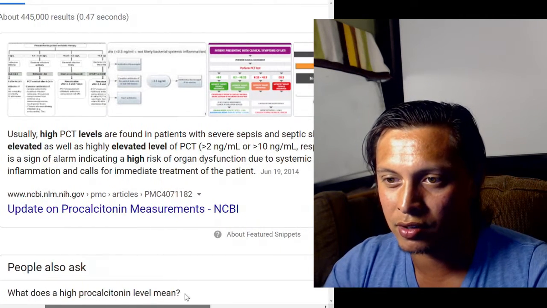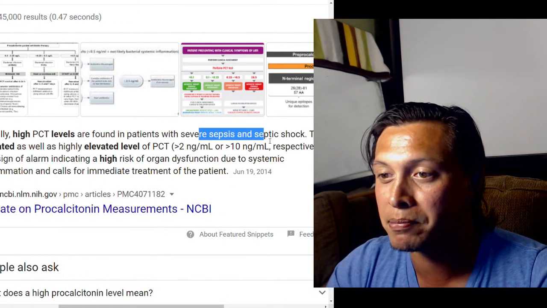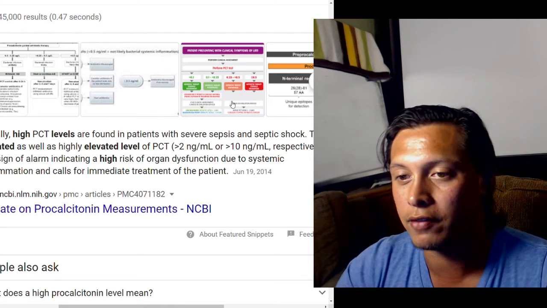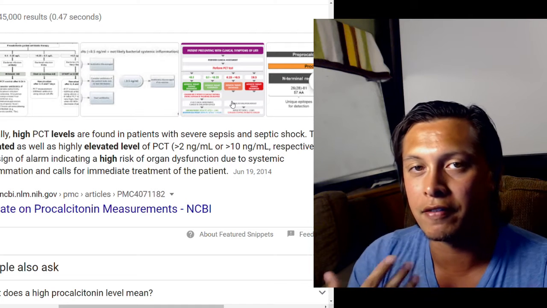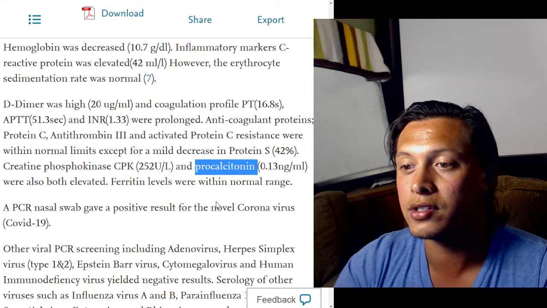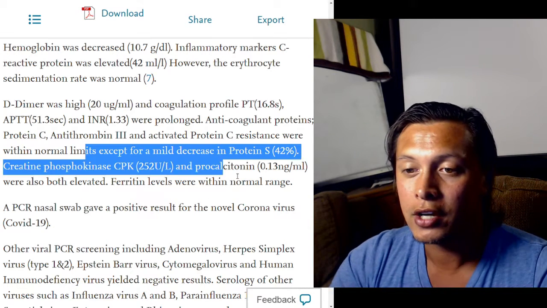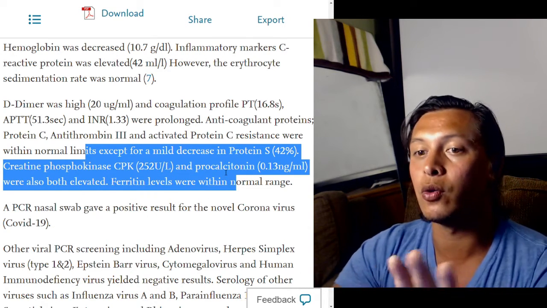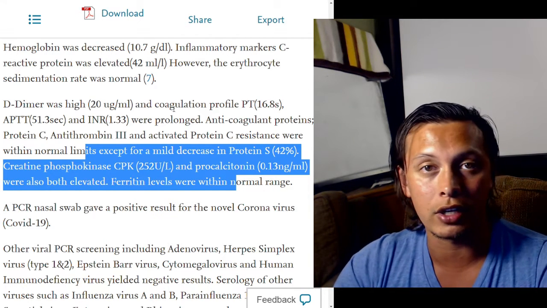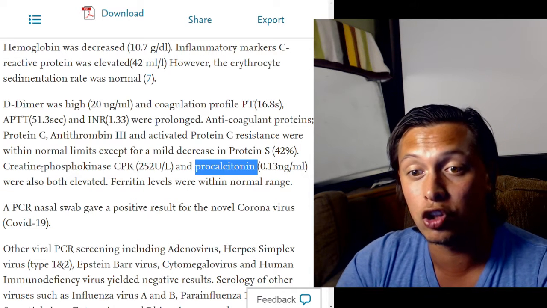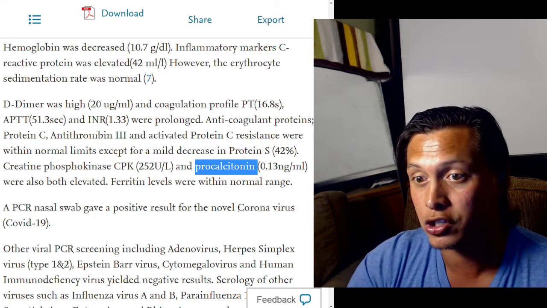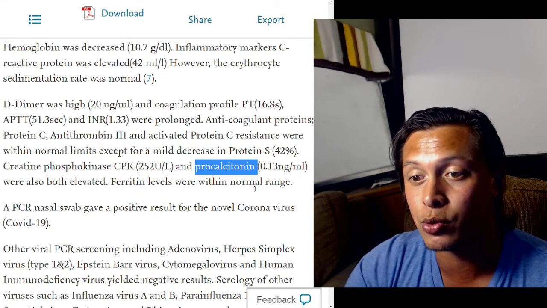Unusually high procalcitonin levels are found in patients with severe sepsis and septic shock. So if you have a lot of infections in your blood, that would be sepsis and septic shock, and somehow that releases procalcitonin. These are all biomarkers, right? They're just giving you the results of their study so that other doctors can look at this and say, oh, I should test for these biomarkers if I'm presented with a patient, because they might line up, at least to a degree.